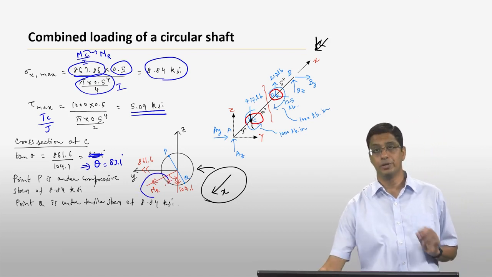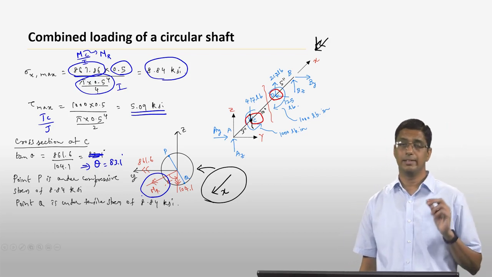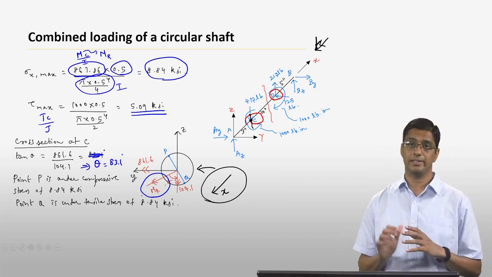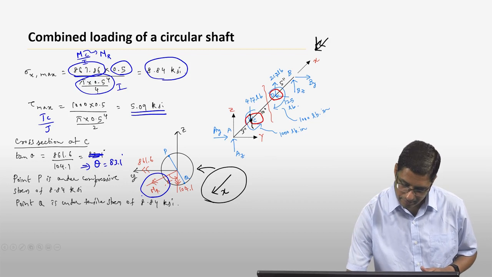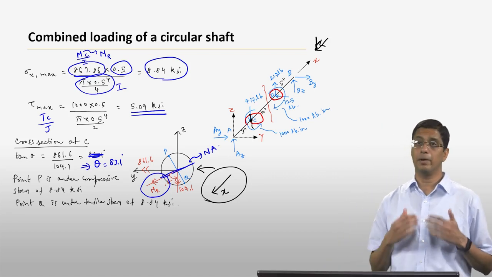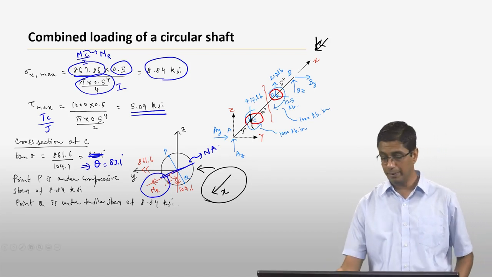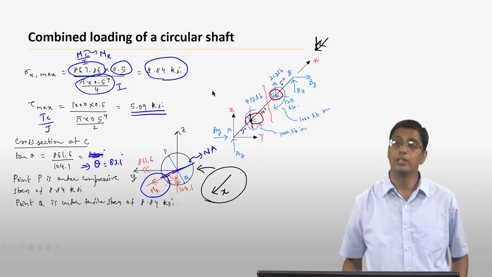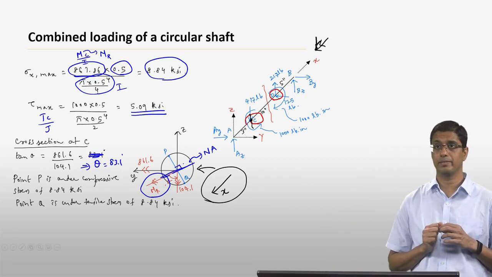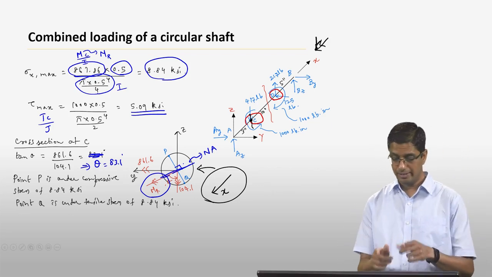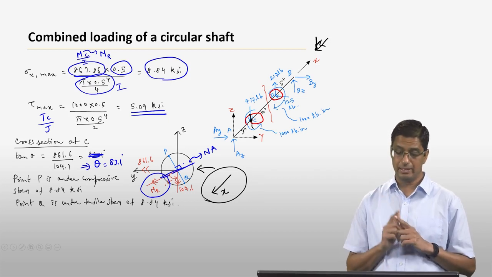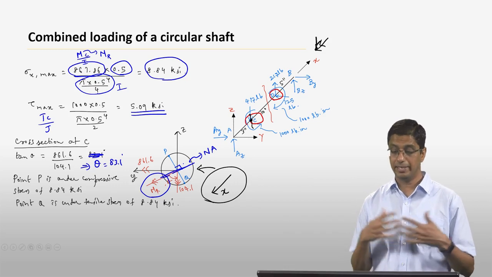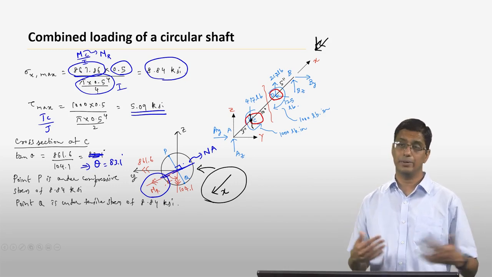Now we know something more, because for a circular cross-section, the direction of Mr coincides with the direction of the neutral axis. So this is going to be your neutral axis. If that is the neutral axis, then the points that are farthest from the neutral axis, which are going to be point P and point Q, are going to have the maximum bending stresses. We know that Mr aligns with the neutral axis, which means that the points P and Q, on the diameter perpendicular to the neutral axis, are going to have the maximum stresses.